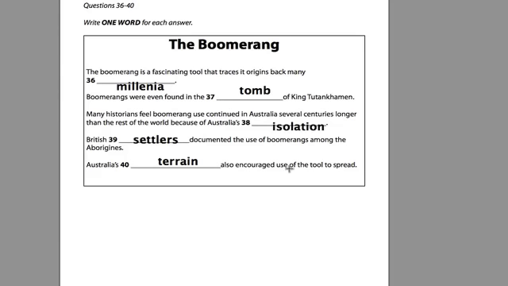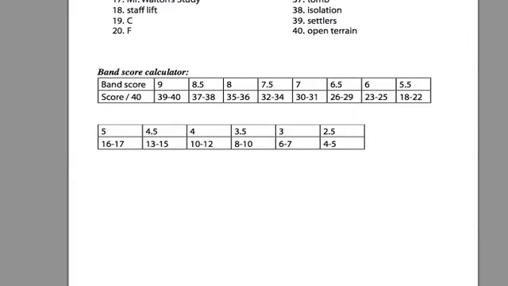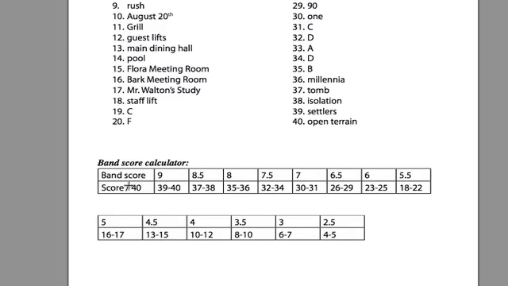Okay, so add your marks up out of 40. Here is the band score calculator, so you can check to see how many marks out of 40 you got and how that would match with your rough band score.